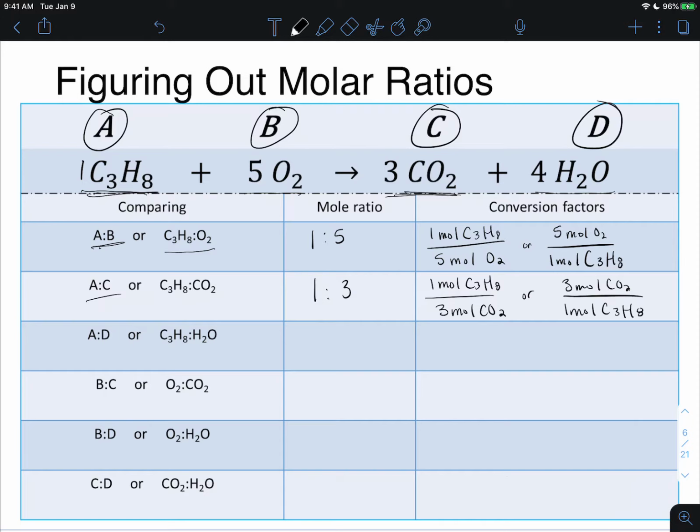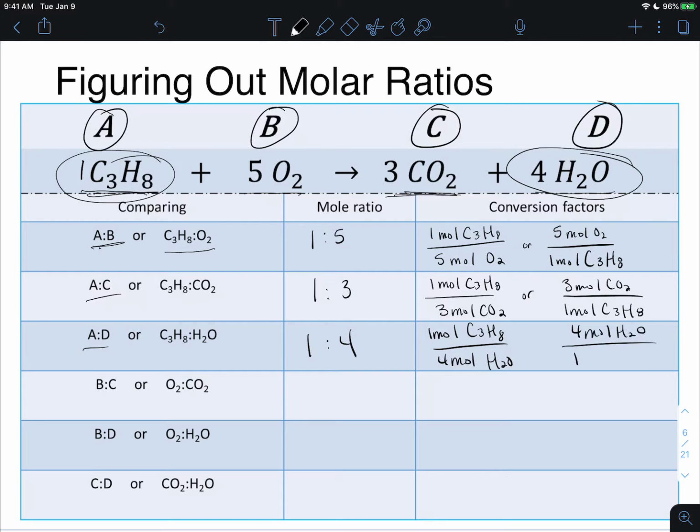Next one, A to D, so our propane to our water. It's going to be a 1 to 4 mole ratio, and we do it the same way that we've done the other ones. So we have water on bottom or water on top. So you can literally convert from any one substance to any other substance within here.